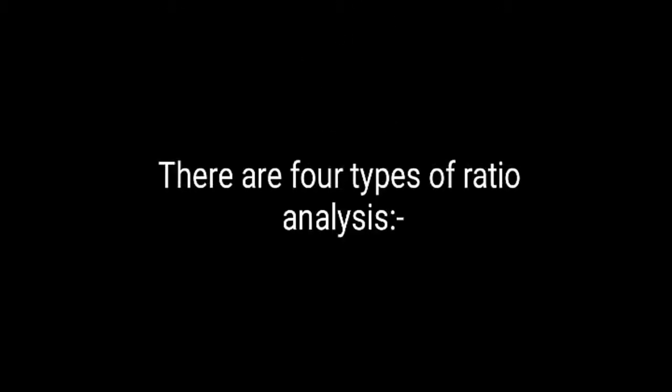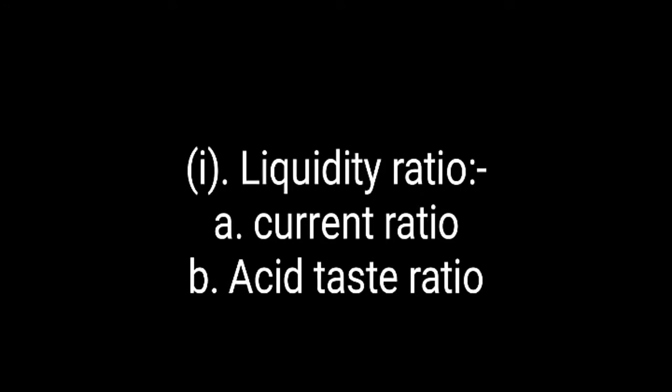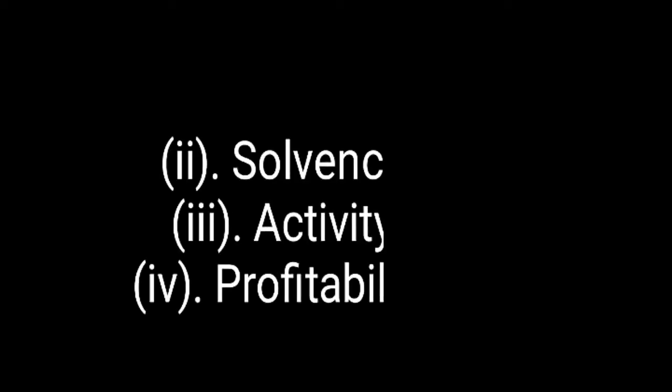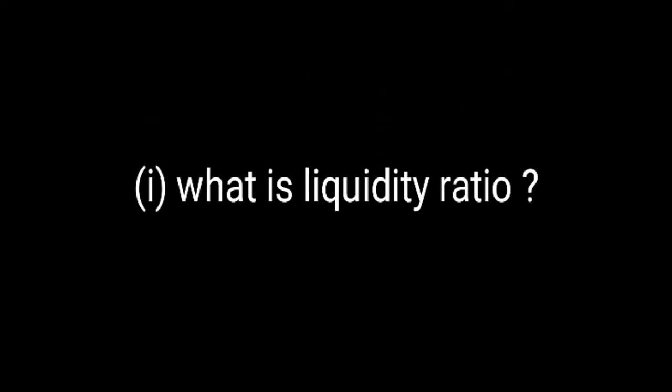So, as per the definition and as per finance, there are basically four types of ratio analysis. First one is liquidity ratio, in which two types come: first one is current ratio and second one is acid test ratio. The second type is solvency ratio, third is activity ratio, and fourth is profitability ratio. So we will discuss them one by one. First of all, we will discuss liquidity ratio.